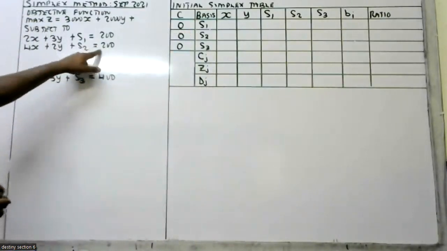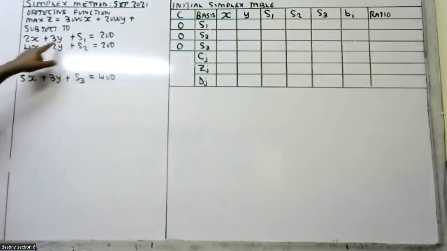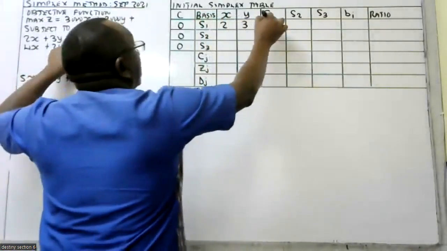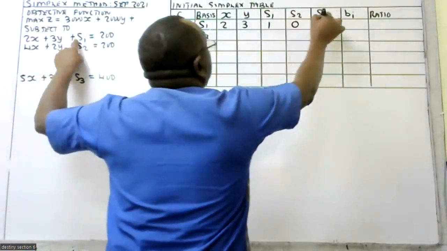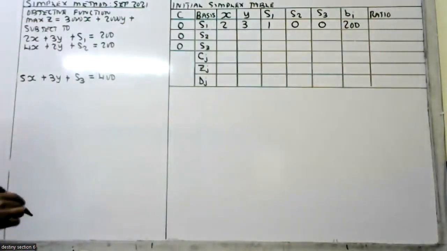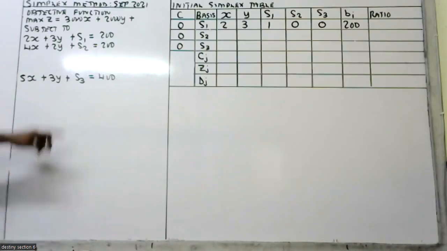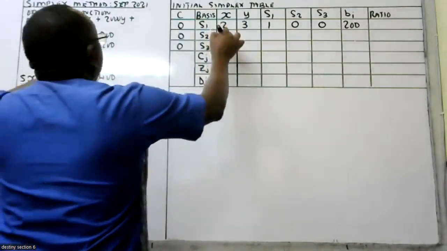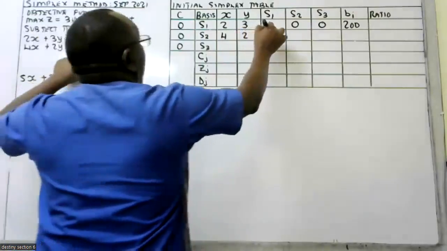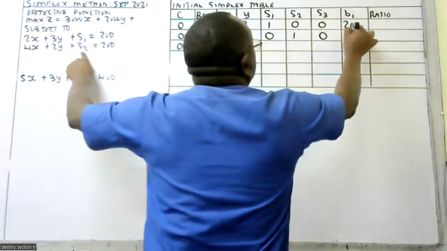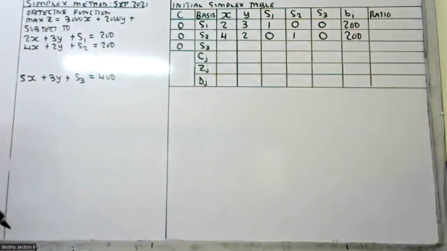Then we come to these functions here. Where there is S1, you can see X is 2, Y is 3, and S1 is 1. So we record 2, we record 3 there, then S1 is 1, then this is 0 because we don't have them, and this is 200. We don't have S2 and S3. When we come to this one, where we have S2, we will have 4 here, we will have 2 here. We don't have S1 there, but we have S2. We don't have S3, and the total is 200.